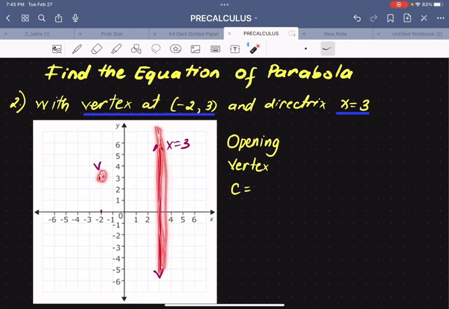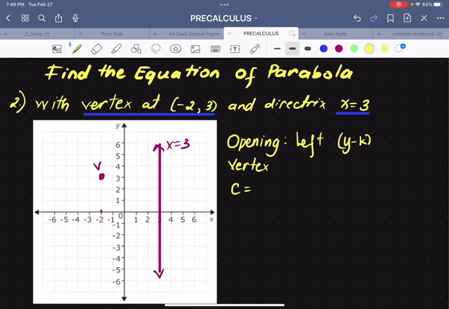Therefore, we can conclude that the opening of the parabola is opens to the left. Okay? Opens to the left. Since the opening of the parabola opens to the left, we're going to use the formula y minus k quantity squared is equal to negative 4c times x minus h. Okay, so we need to determine the vertex, so that's already given, negative 2, 3.